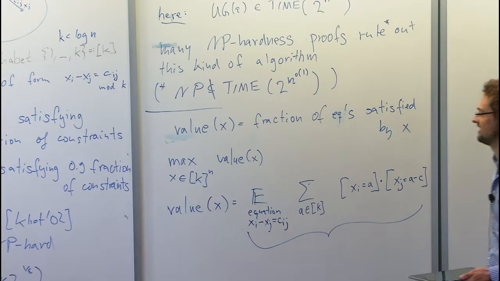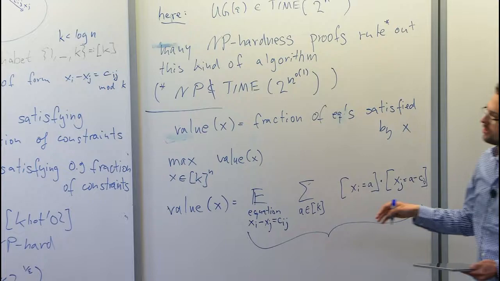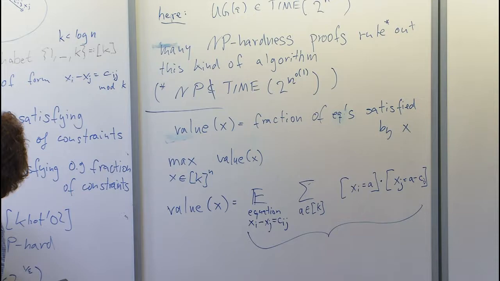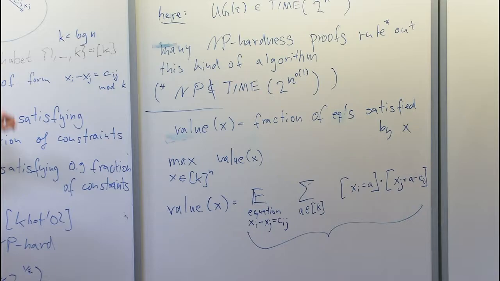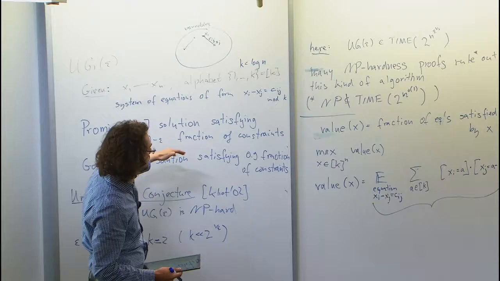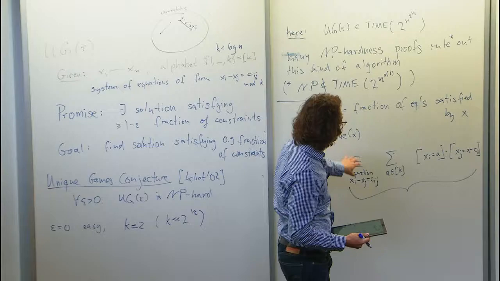Can you actually explain that equation again? What is the expected value? What is the distribution? When we say we want to satisfy this fraction of constraints, the way we measure fractions is that we give every equation the same weight. It's not like we have an equation for every pair; it's a system of equations. You pick a random equation, and measure for what fraction of equations this is 1. This can be either 0 or 1.